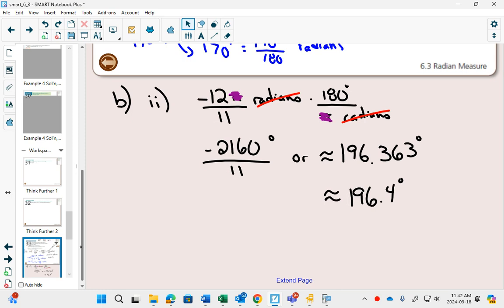So now we've converted, oh, what did I forget? It's good that I'm checking my work. Did anybody notice the mistake I made?